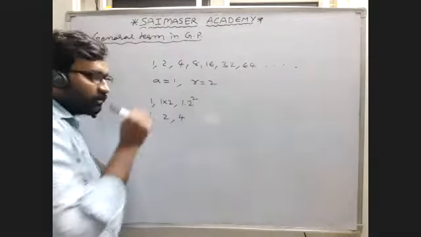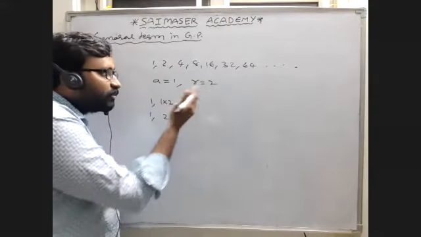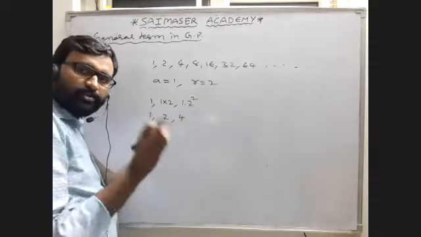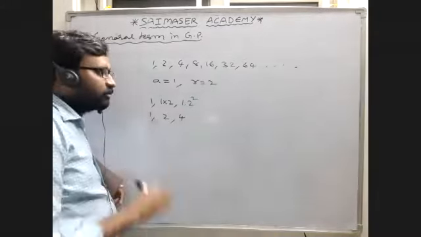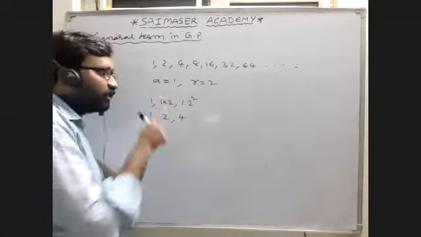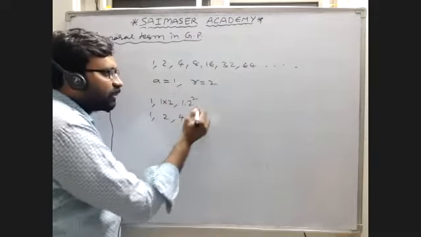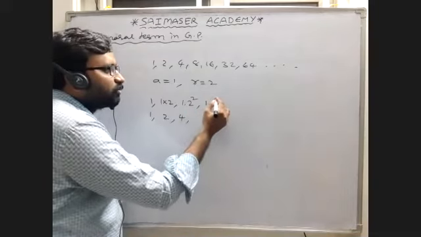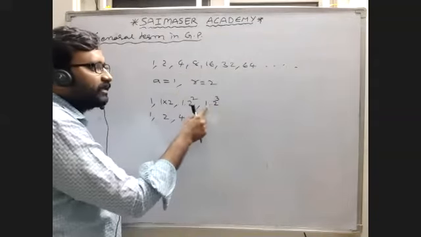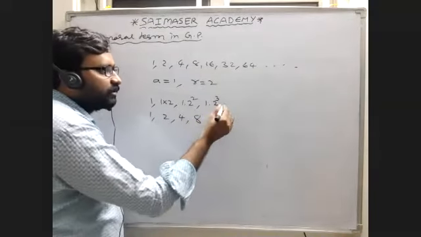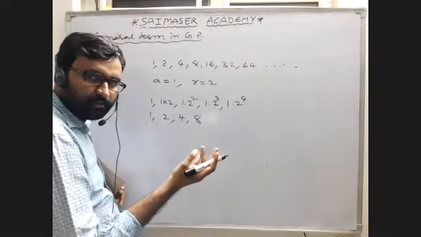But how am I writing it? 1 into 2, 2. We are using the common ratio. That common ratio is very important. Understand? Listen carefully. Concentrate on this. We should use that common ratio, and A. 1 into 2 square, that is 4, comma, 1 into 2 cube, that is 8. And 1 into 2 power 4 is 16.